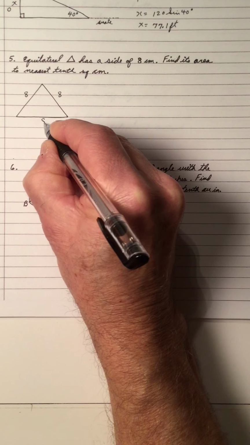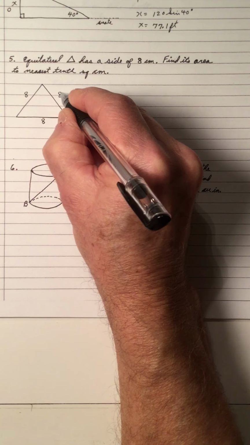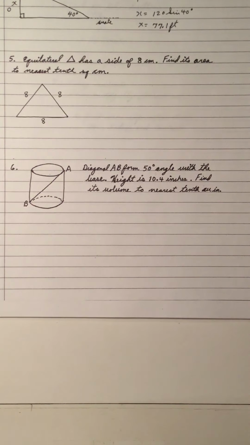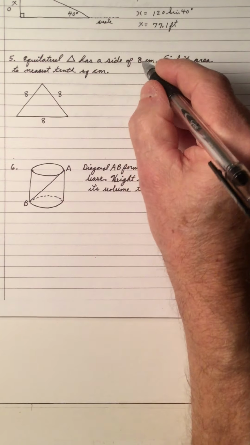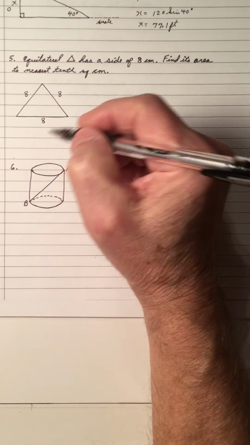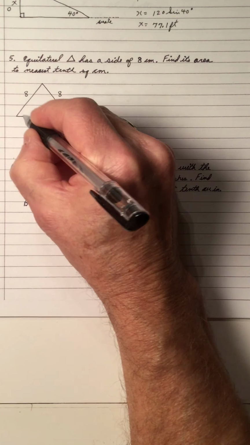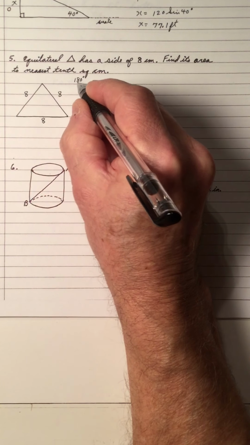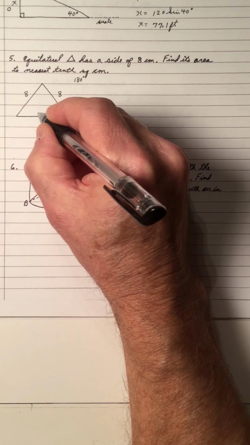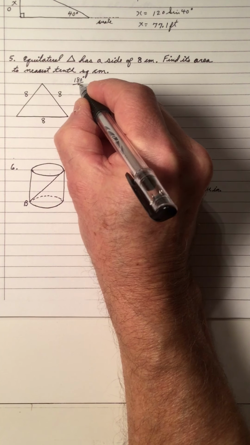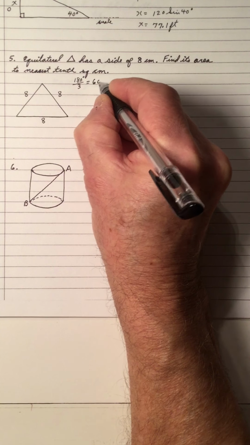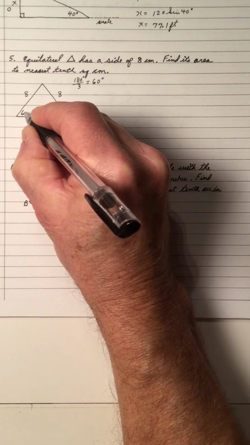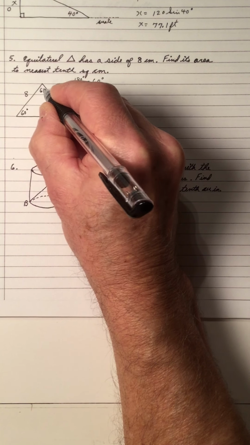And that's 8. Now you might say, how do I get a right triangle? How do I have an angle? I don't have any angles. Well, you should know that all the angles add up to 180. Since all sides are equal, all angles must be equal. So 180 divided by 3 gives me a 60-degree angle. So this angle is 60. This angle is 60. And this angle up here is 60.